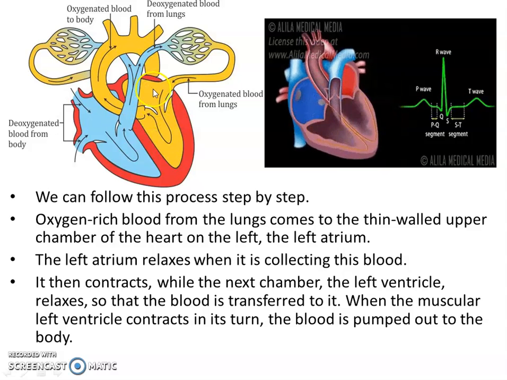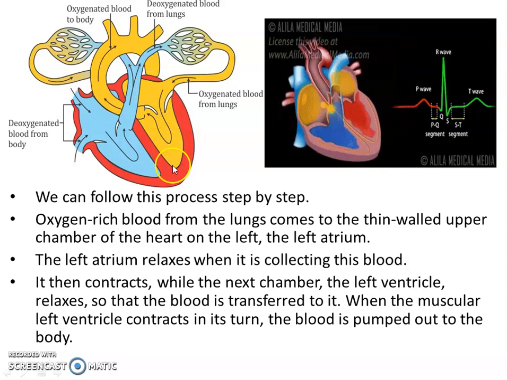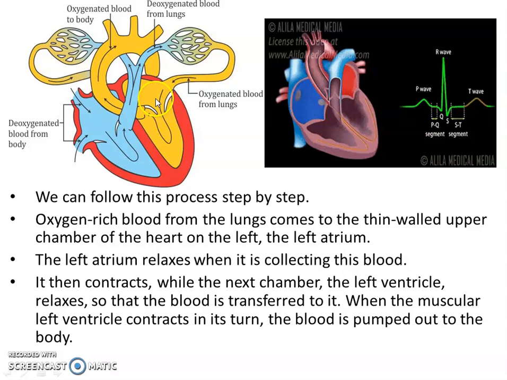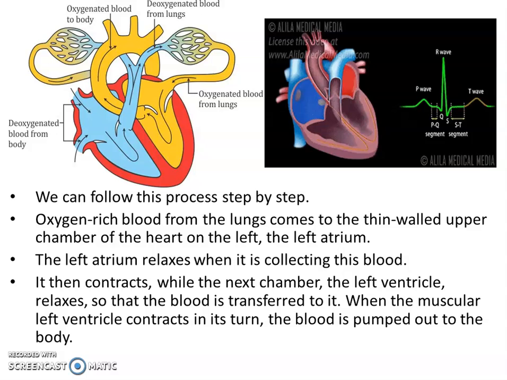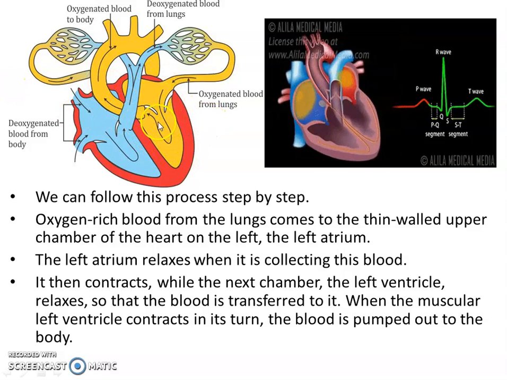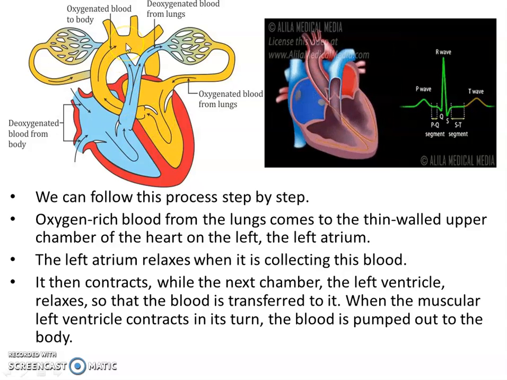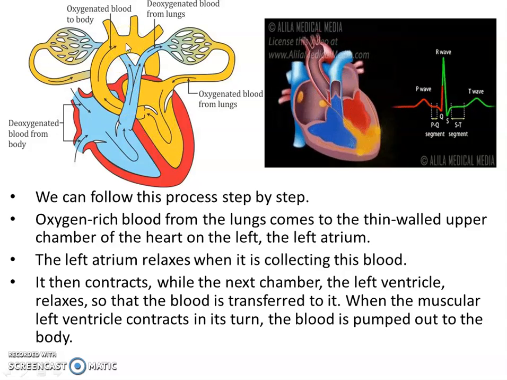Okay, so from the left atrium it will move on to the left ventricle, and when the left ventricle is receiving the blood, the upper chamber will contract. It will contract, and when it contracts the blood goes downwards. So it will push the blood towards the left ventricle. Okay, and from there it is sent into the blood vessels, and it is reaching the different parts of the body.